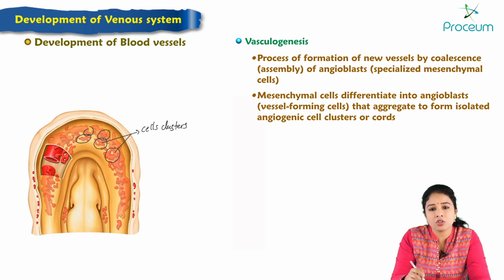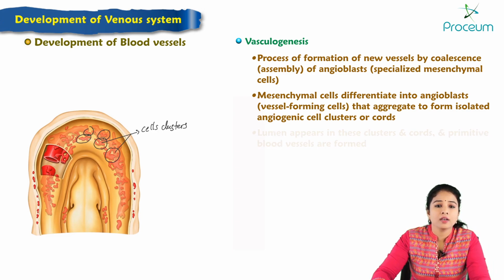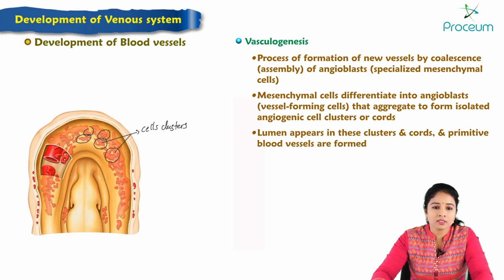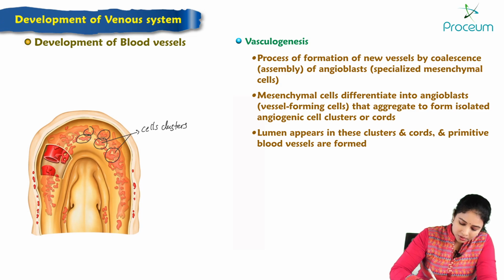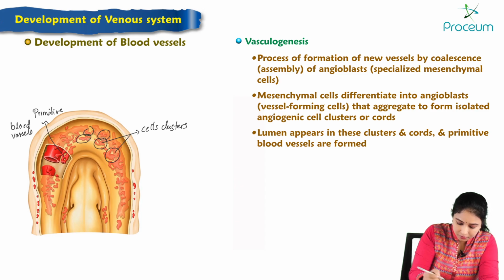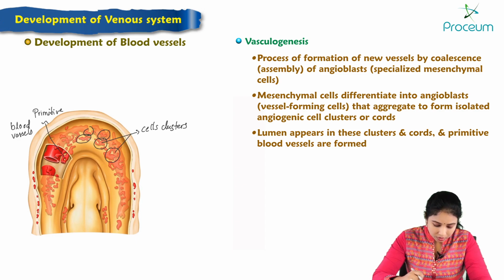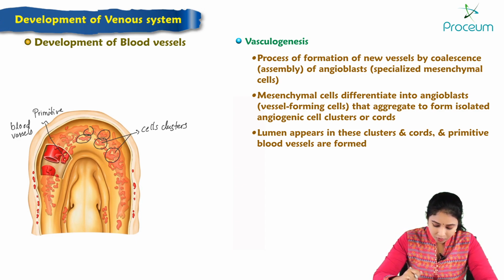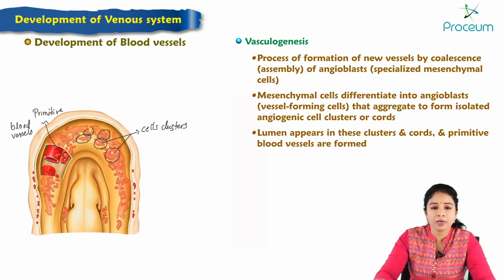So these cell clusters or cords are derived from the angioblast cells, and the lumen later appears in these clusters and cords, and primitive blood vessels are formed. So we can see the formation of primitive blood vessels. So here is an embryonic disc from the dorsal view, explaining the development of cell clusters or cords of cells which form the primitive blood vessels.